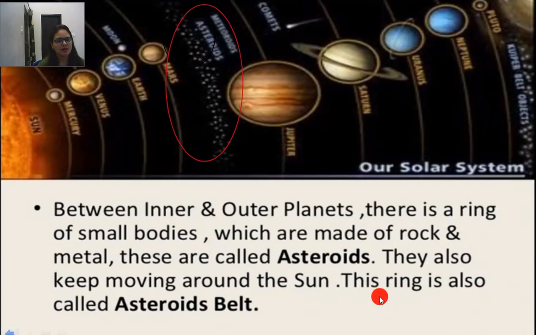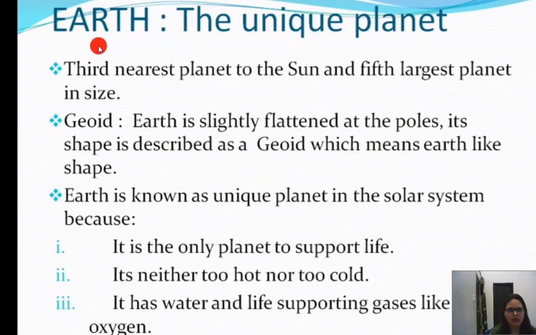Now about the Earth. Earth, the unique planet. The third nearest planet to the Sun and fifth largest planet in size. Earth is the fifth largest planet of the solar system and third nearest planet to the Sun. The two planets before the Earth are, the first one is Mercury and the second one is Venus. Now the third one is Earth.